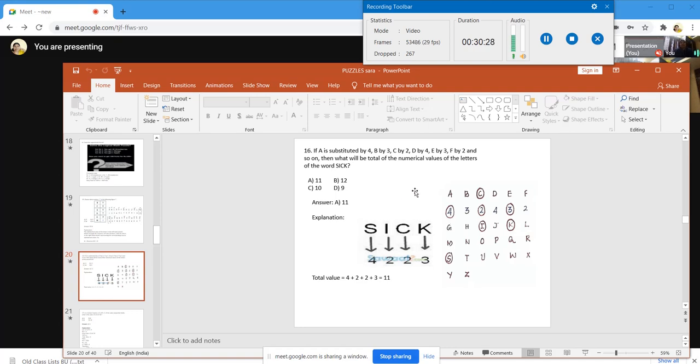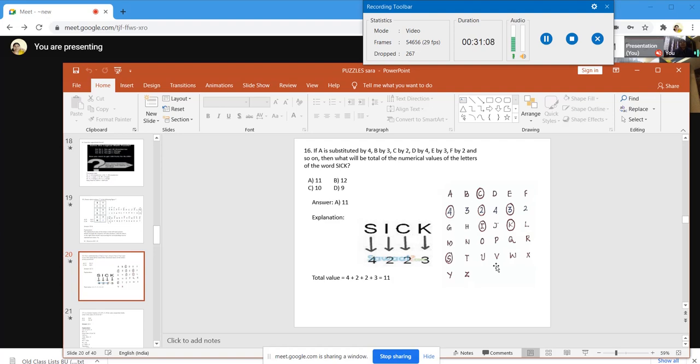So they have given an alphabetical problem. If A is substituted by 4, B by 3, C by 2, D by 4, E by 3, F by 2, so they have substituted the alphabets with the corresponding numbers. I have shown on the right-hand side A, B, C, D, E, F with corresponding numbers 432, 432. Likewise the next letters also. So GHI again 432, JKL 432, and so on. I have written the corresponding alphabets with numbers at the right side.